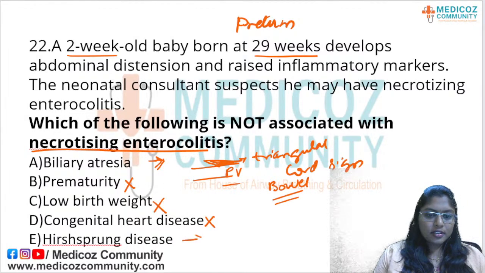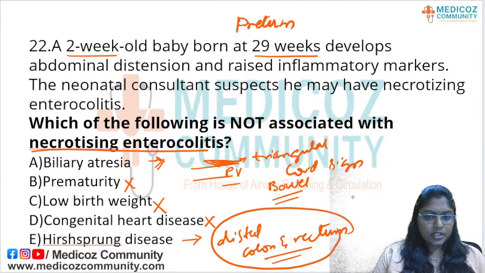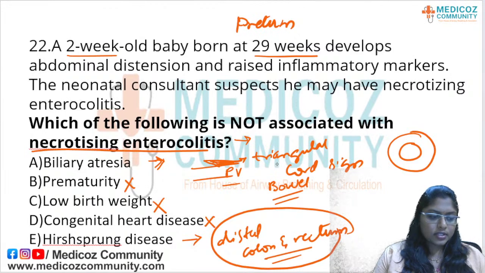Hirschsprung's disease is about the distal colon and rectum. And it is a congenital anomaly. So, this is not associated with necrotizing enterocolitis. What is necrotizing enterocolitis in the first place? The bacteria in the wall of the bowel react and cause infection and cause necrosis. That means there is air within the bowel which will also spread outside.